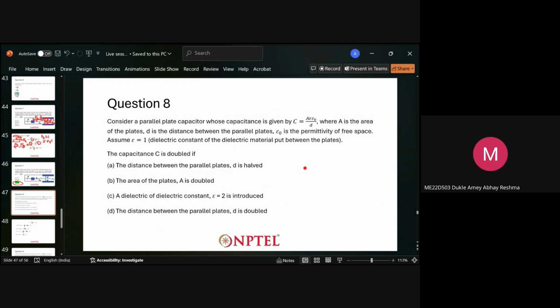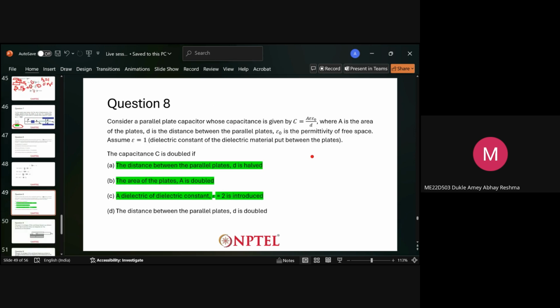So whether you reduce the distance, multiply the distance by 2, increase the area, or just change the epsilon naught, the dielectric constant. So what are all the cases? You have the formula here. Just read the options. This is an MSQ question. A, B, and C, sir. Yes, correct. So the answer is A, B, and C.